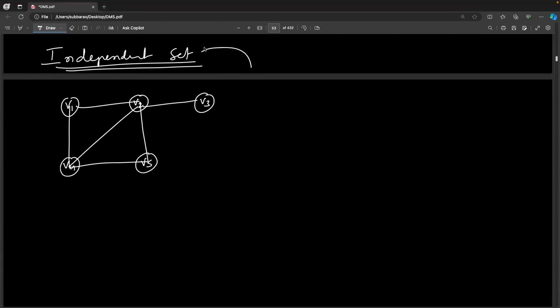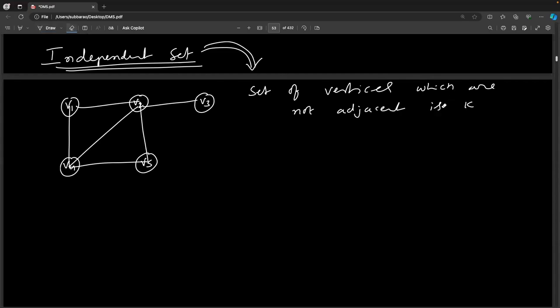Independent set, I'm writing here. Independent set is a set of vertices which are not adjacent. A set of vertices which are not adjacent is known as an independent set. I will give an example. This is the definition. You may not get it. Independent set is a set, but of vertices or edges? Vertices. Independent set is a set of vertices which are not adjacent.